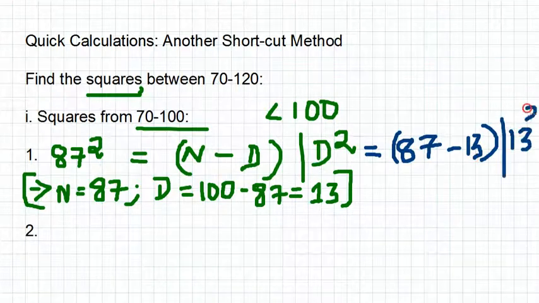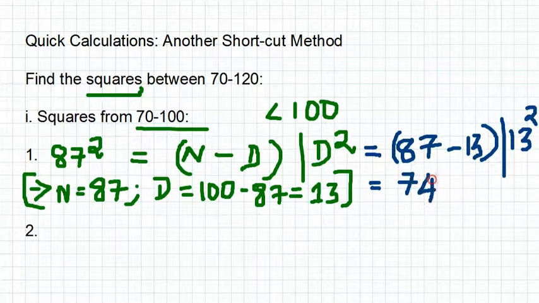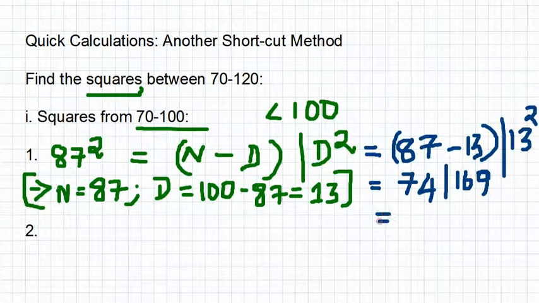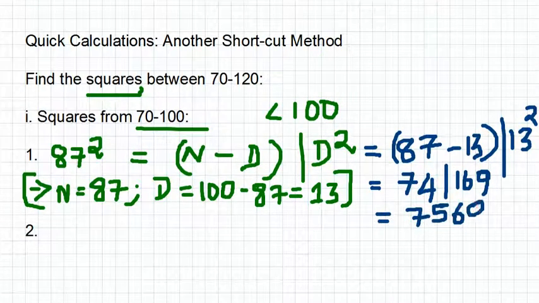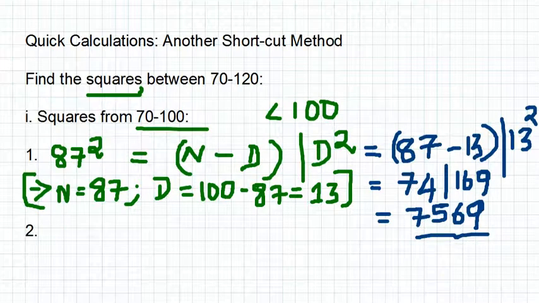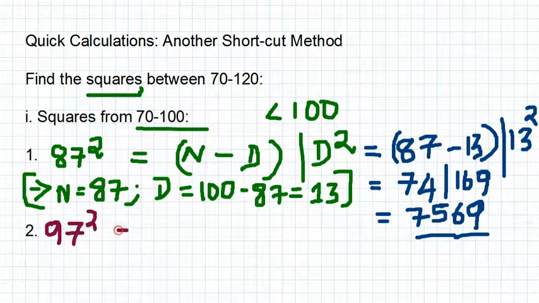Substitute the values in the given formula. 87 minus 13, take a pause, 13 square, you get the answer as 7569. Carry the 1 towards the left hand side.